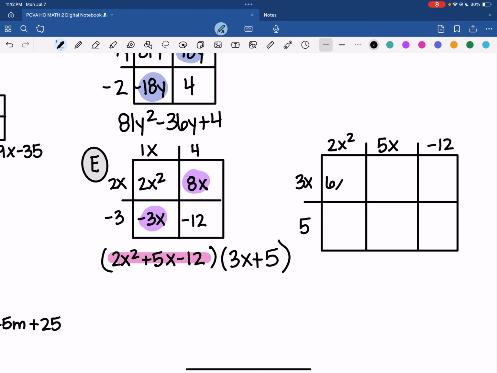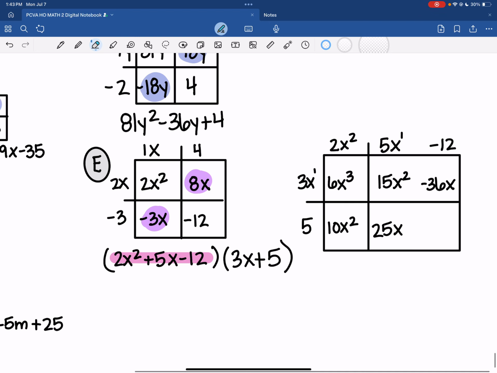So this is going to be 6x cubed, 15x squared, because remember there's a 1 and a 1, so 1x and 1x becomes x squared. Then we have negative 12 times 3, that's going to be negative 36x. Then 5 times 2x squared is going to be 10x squared. 5 times 5x is going to be 25x. And then 5 times negative 12 is going to be negative 64. Whoop, no, that's not. That's actually going to be negative 60. I don't know what I was thinking right then.